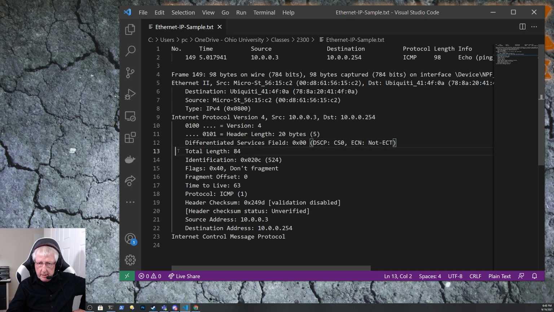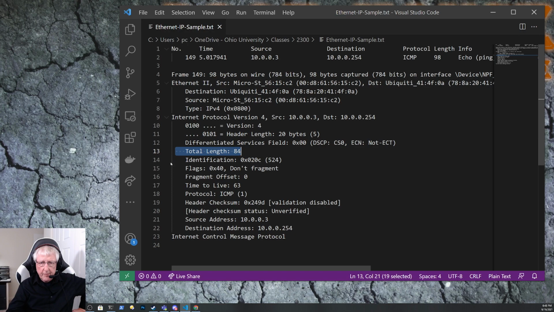The next field tells us the total length of the packet. So this is the payload of the Ethernet packet, right? So this is the total IP packet. It tells us that that packet is 84 bytes long, so 64 bytes of IP payload and 20 bytes of header information.